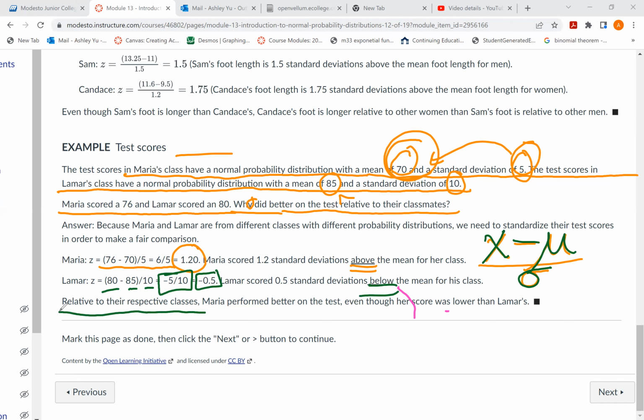Relative to their respective classes, Maria performed better on the test, even though her score was lower than Lamar's. Because again, she did better than the average person in her class, and he did slightly worse than the average person in his class. But hey, they both passed the test.